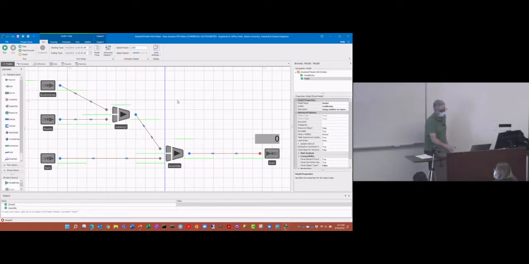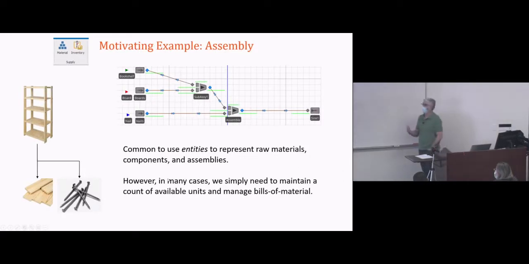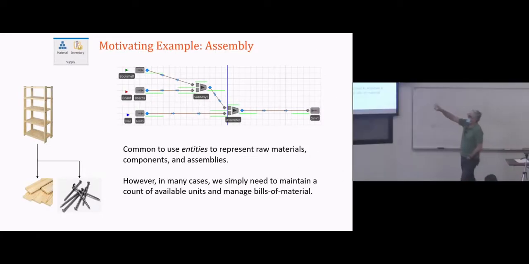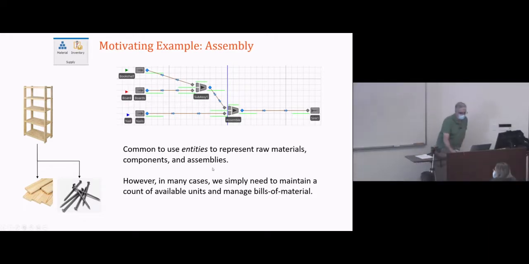All I really need to be able to do what I want to do is to know that I create the bookshelf based on 4 boards and the nails. And so what I really need is just some way to keep count. How many boards do I have? How many nails do I have? How do I use up the materials? And how do I add more materials? So you can think of it as just a number that Simio tracks internally.